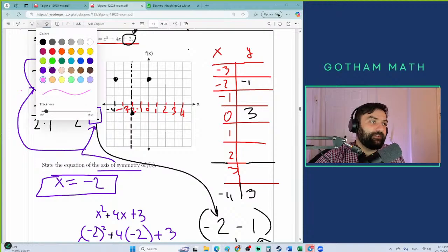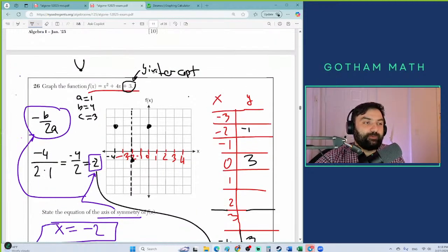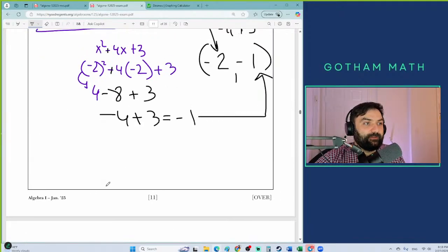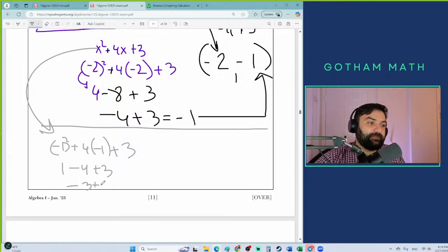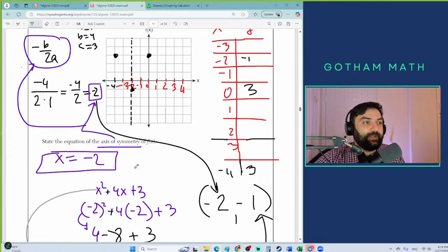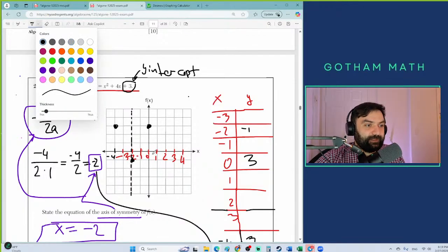This would be like iron strong, to plug in 2 more points like -1. So I think I'm gonna do it. Lower here, I'm gonna plug in -1 into our function. Okay, so it's going to be -1 squared plus 4 times -1 plus 3, which is 1 minus 4 plus 3, -3 plus 3, which is 0. And you go back and you say, hey, this is -1, 0.